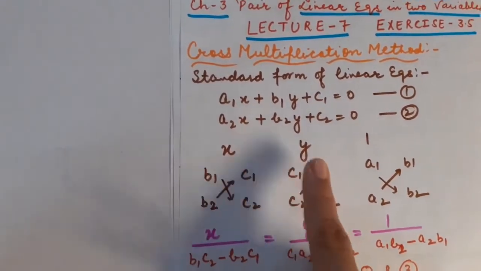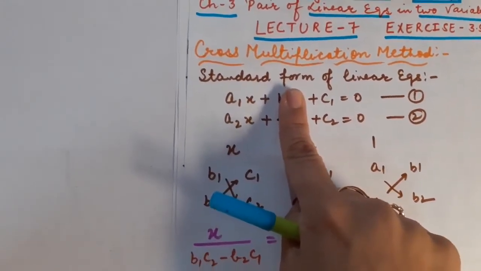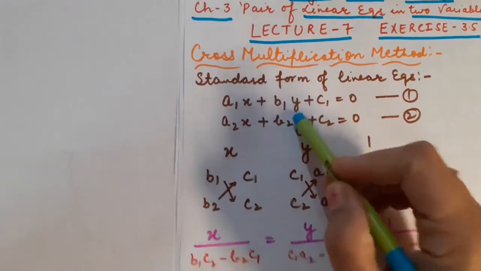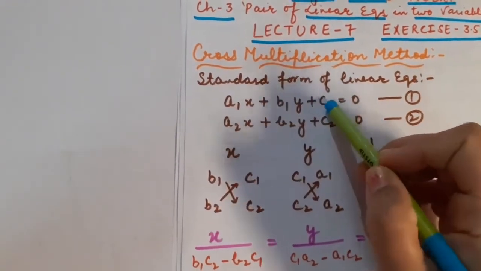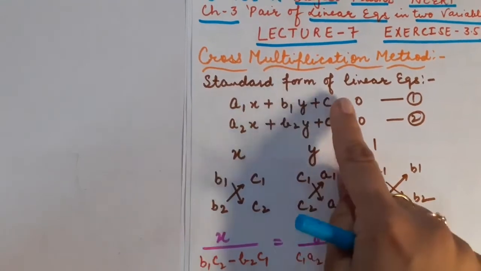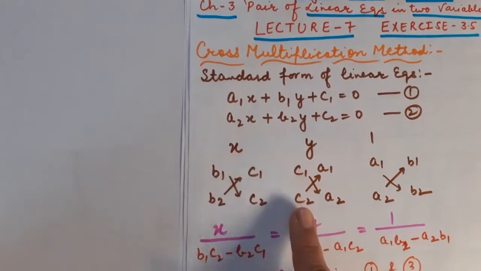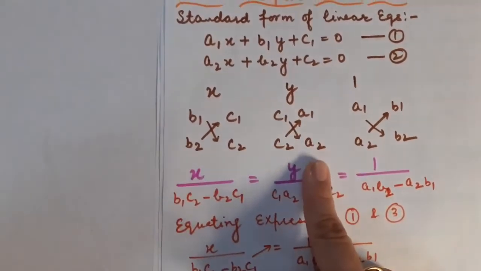Correct? Now for variable y, I am hiding y. You have to just go to the next consecutive one. Like after this y, you have to reach the constant value. I am hiding it. So what I have got here? c1, c2, and then switching to a1, a2. c1, c2, a1, a2. Fine.